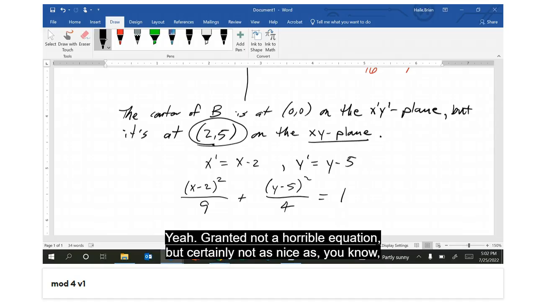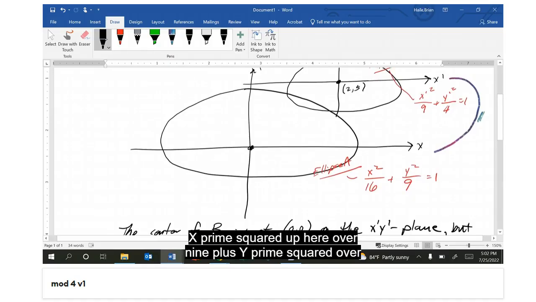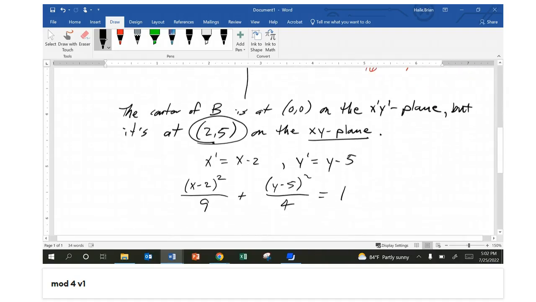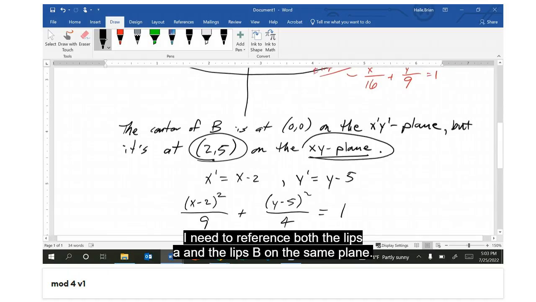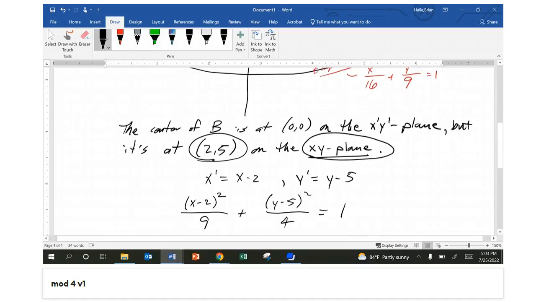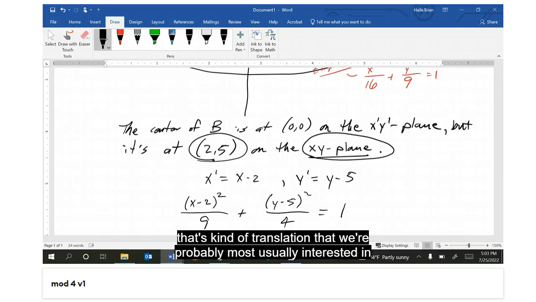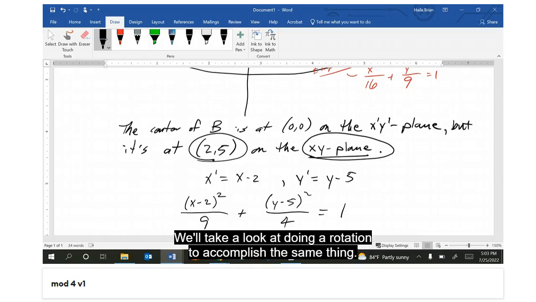Now, granted, not a horrible equation, but certainly not as nice as x prime squared up here over 9 plus y prime squared over 4. But I need to reference both ellipse A and ellipse B on the same plane. And so that's the kind of translation that we're probably most usually interested in. In the next video, we'll take a look at doing a rotation to accomplish the same thing.